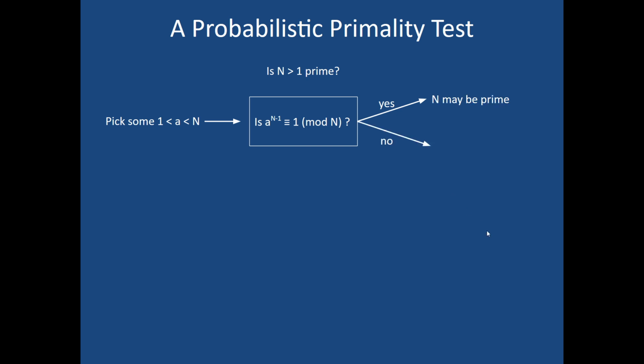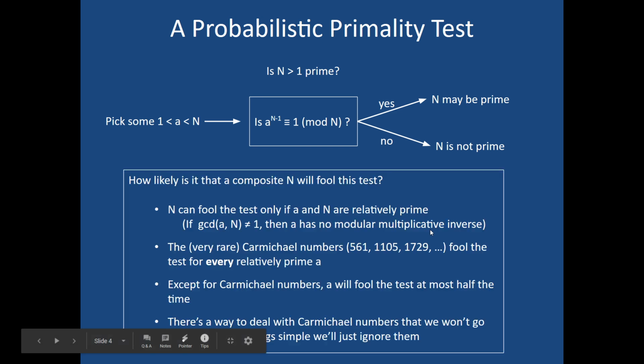On the other hand, if the answer is no, if it's not equal to 1, what do we know? We know it's not prime. So you can use that test to figure out if something is not prime. You pick a random a, and if it fails the test, the number is composite. But if it passes the test, it may be prime, it may be composite. Nevertheless, that's the basis of the test. So let's see how that would work out.